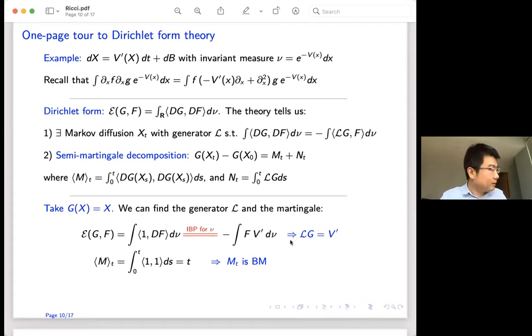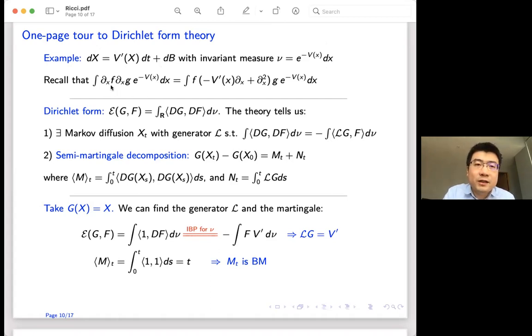Okay, so maybe I briefly tell you the idea of a Dirichlet form using a completely naive example. So this is just one dimensional. Okay, so forget about Ricci and so on. This is just a one-dimensional SDE. Okay, how do we apply the Dirichlet form? So this SDE has an invariant measure, like e to the V, right? The drift is the derivative of V.